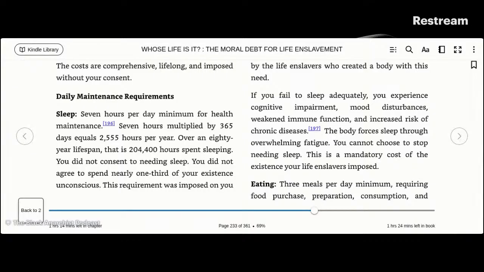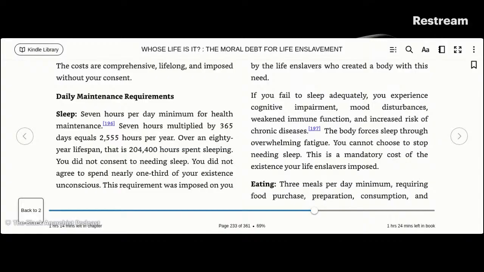Daily maintenance requirements. Sleep: 7 hours per day minimum for health maintenance. 7 hours multiplied by 365 days equals 2,555 hours per year, over an 80-year lifespan. That is 204,400 hours spent sleeping. You did not consent to needing sleep. You did not agree to spend nearly a third of your existence unconscious. This requirement was imposed on you by the life enslavers who created a body with this need.